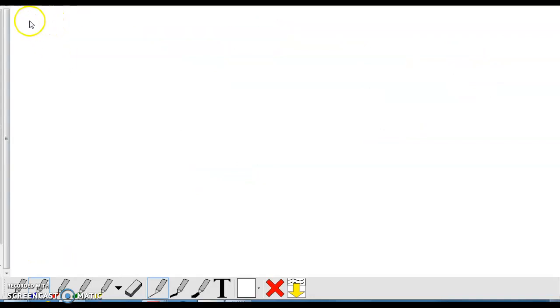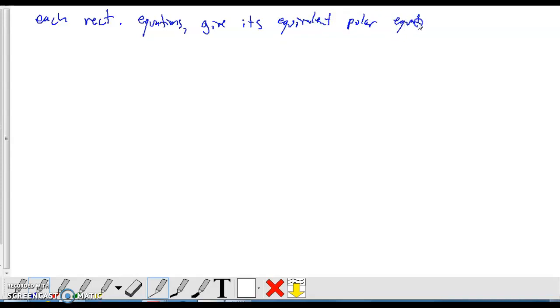So for each rectangular equation, give its equivalent polar equation. Normally I have you guys sketch this, but we're not going to sketch our graphs. It's a little bit more challenging with distance learning. All right, so here's our first one.